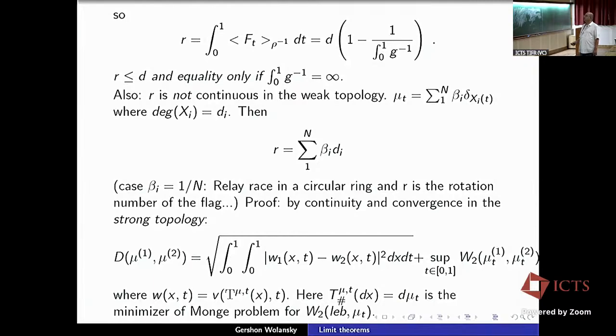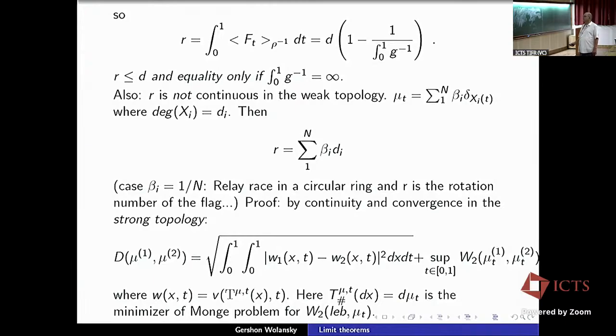So what is this topology? We have two paths, mu1 and mu2, and they have velocities v1 and v2 respectively. We define w to be the velocity field shifted according to the map T, which is the optimal Monge mapping that pushes the Lebesgue measure to the measure mu_t at time t.